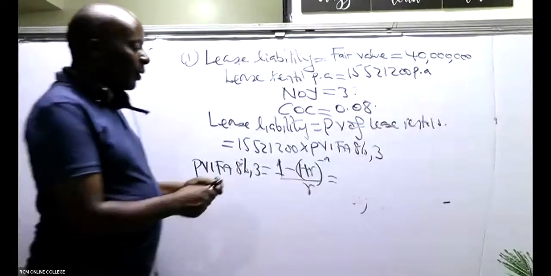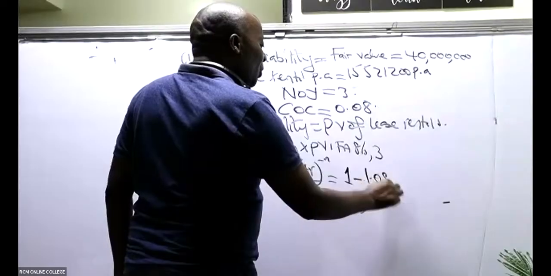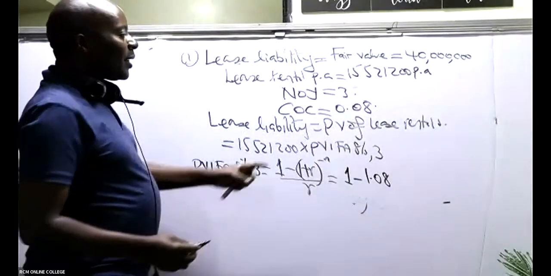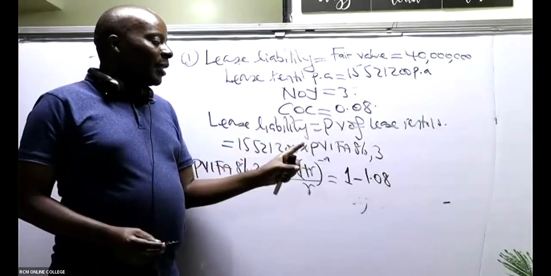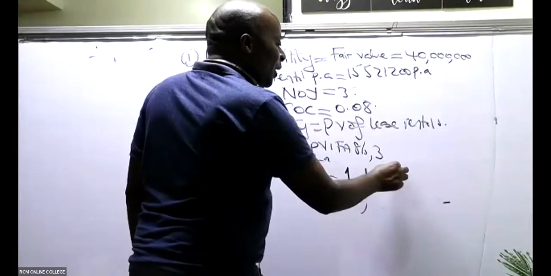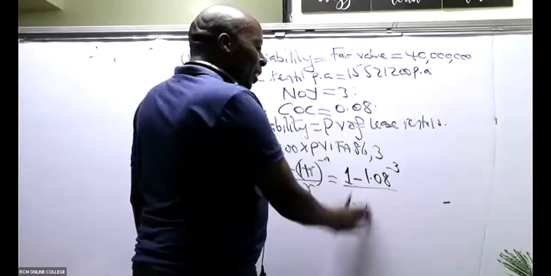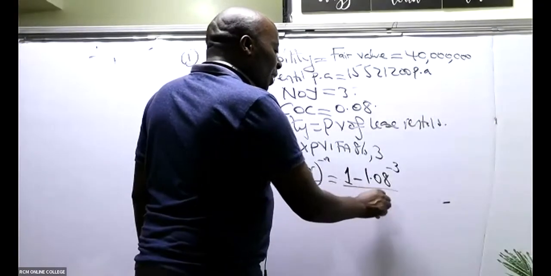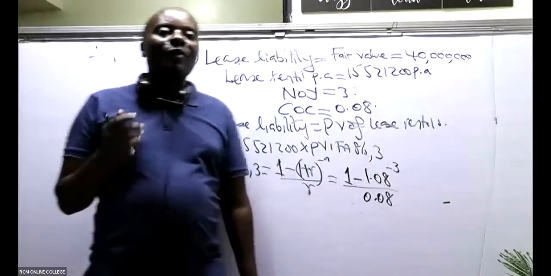So then this one here will be 1 minus 1.08, because I know R is 8%. You see, 1 plus 0.08 is the same as 1.08 raised to negative n. In this case our n is 3 years. And then you divide this by R, which is 0.08.